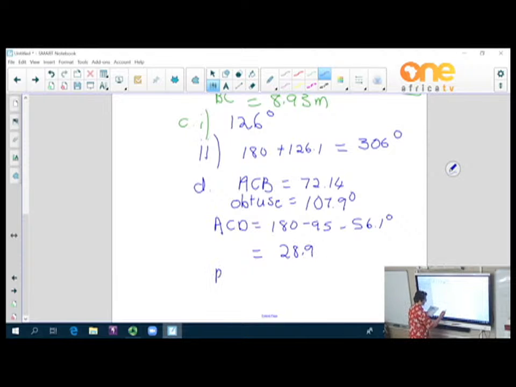And then we come to BCD. As you can see, it's quite a long one, and it's that 107.9 degrees, that obtuse angle there, plus this 28.9, and that is then 136.7 degrees.